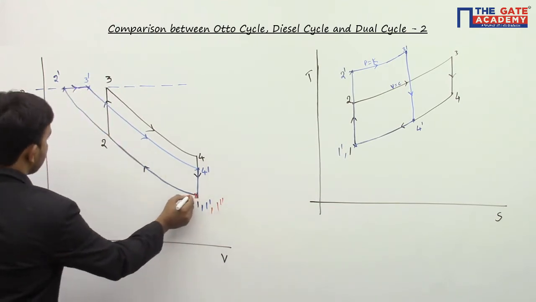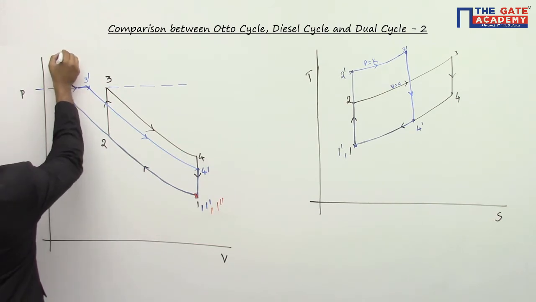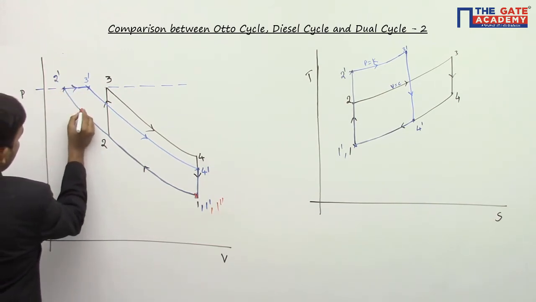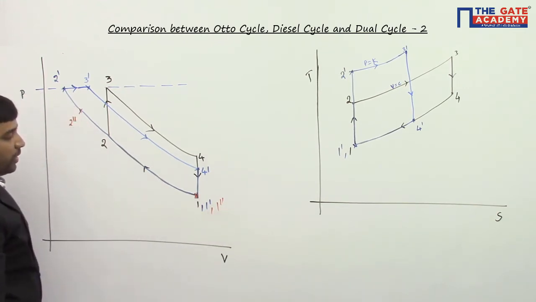So if I compress from here to here in the dual cycle, then I will not have any space for constant volume heat addition. Why? Because if I go for constant volume heat addition from here, pressure further increases. So I will not compress till here, I will stop somewhere over here. 1 double dash is here, so I will compress till 2 double dash.